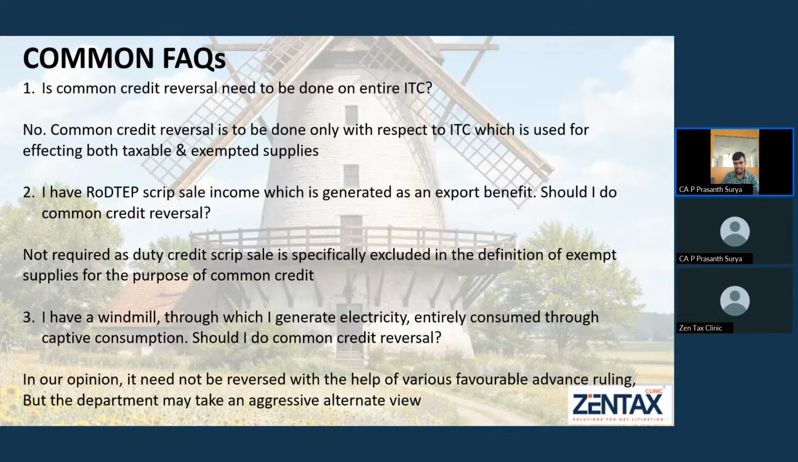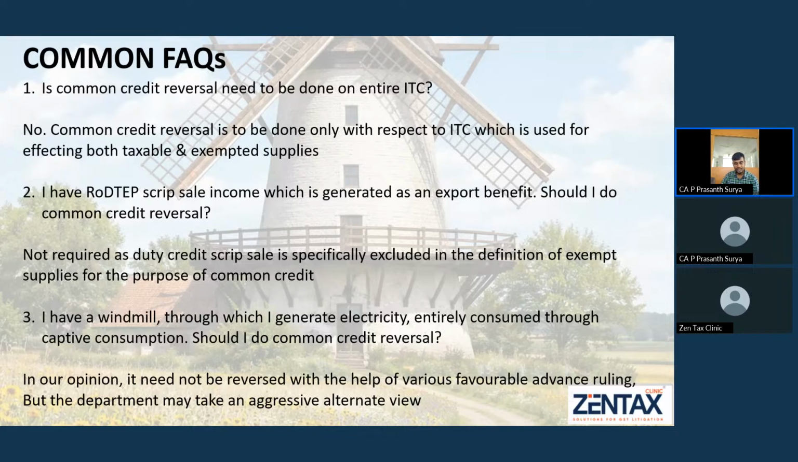Another question: I have brought in scrap sale, which is generated as an export benefit. Should I do common credit reversal? No. As we have already said, scrap sale is specifically excluded from the calculation of exempt supply. So common credit reversal in that aspect is not at all required.